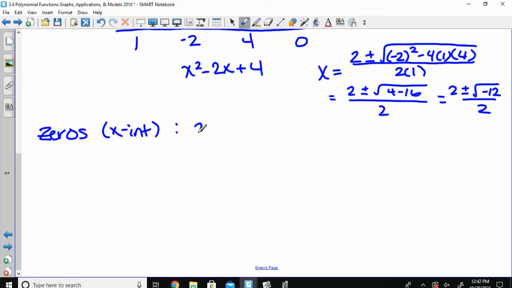So what values did work? 2 and -2. Okay. Both of those have a multiplicity of 1, so what will happen to my graph? Go through or bounce? Through both of them.